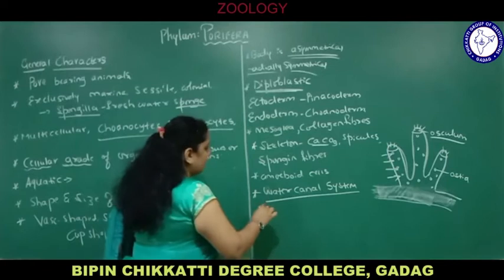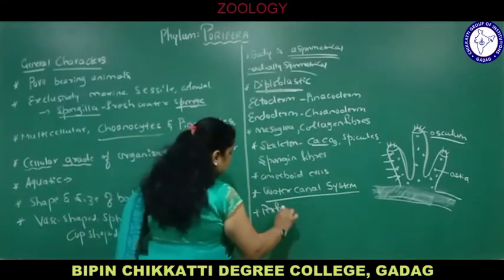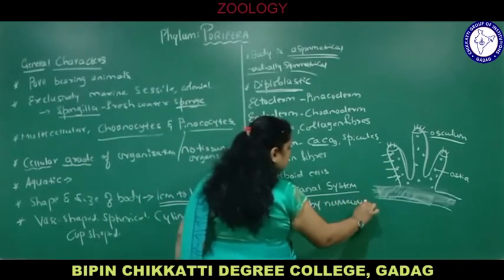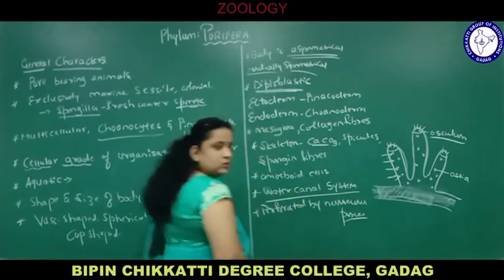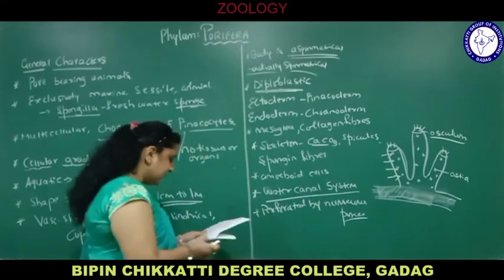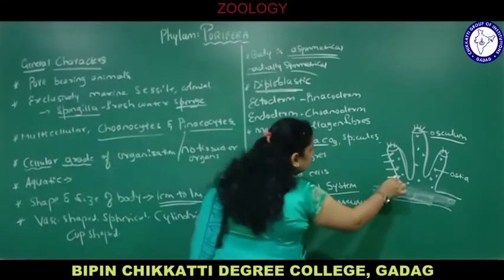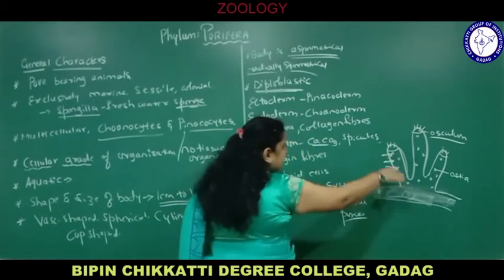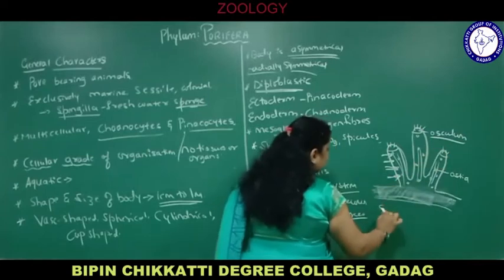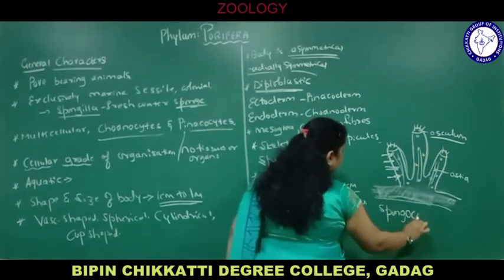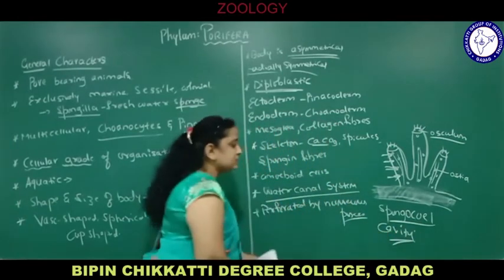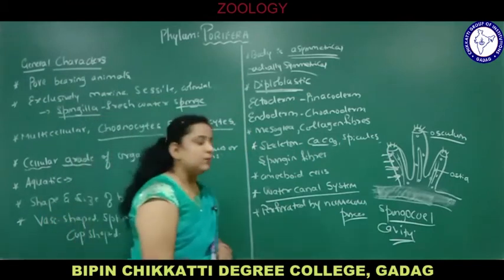As I already told you, the body is perforated by numerous pores, and those pores are called ostia, and the large opening is called osculum. When the water enters, inside there is a large cavity called spongocoel. It is a cavity in sponges which is called spongocoel. Spongo means sponge, coel means coelom or the body cavity.